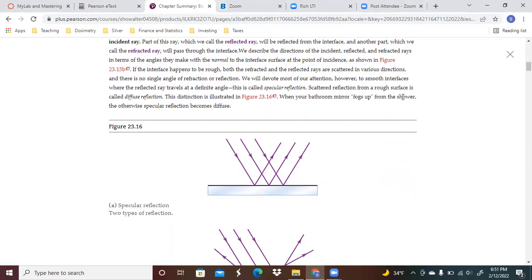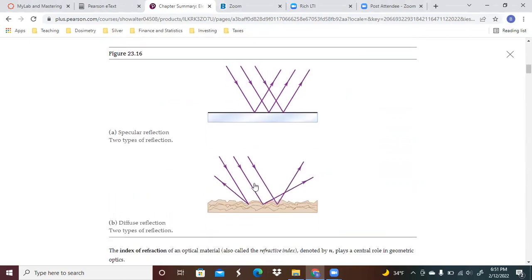So when your bathroom mirror fogs up from the shower, the otherwise specular reflection becomes diffuse, simply because you've got water on the surface. It's not going to be smooth anymore, and so you're going to end up with this mess.